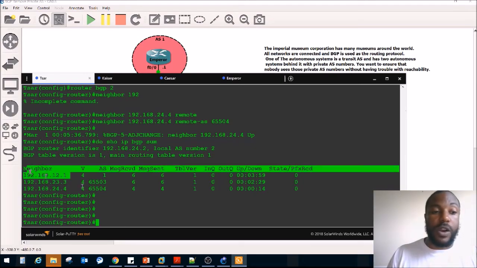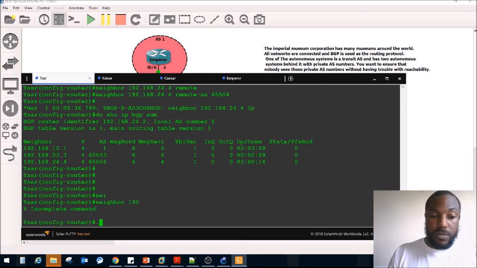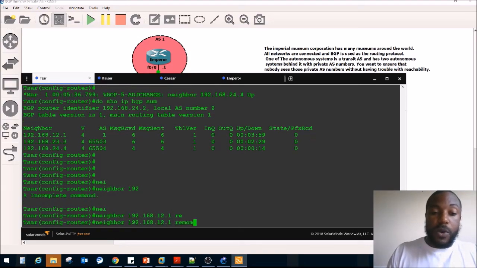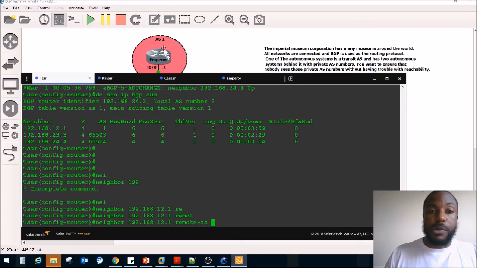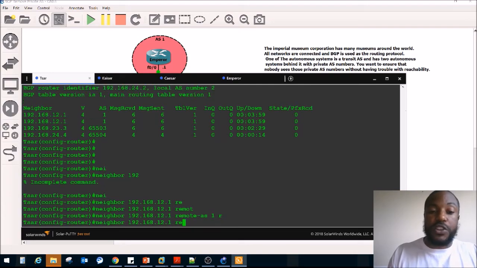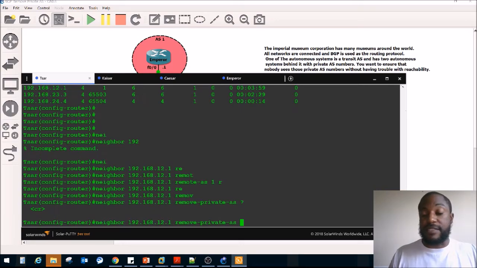So we're going to say our Emperor is our neighbor, right? He is 12.1, right? So we're going to say neighbor 192.168.12.1. He is in remote AS1, right? And we're going to say remove. Actually, this is what we didn't want to do. We just wanted to do remove private AS, and that's all we're doing. That's it. Simple as that.